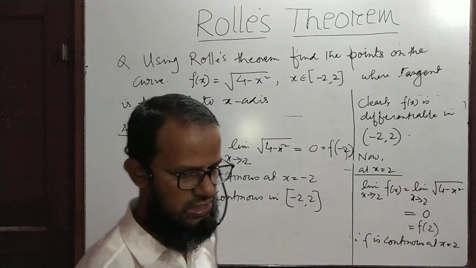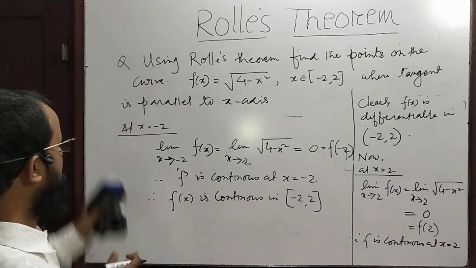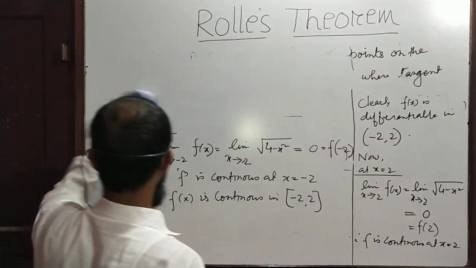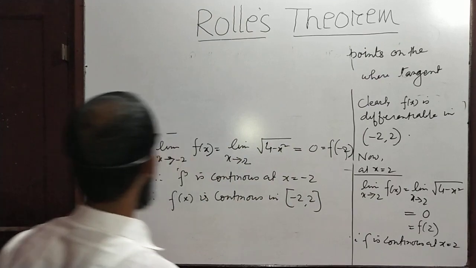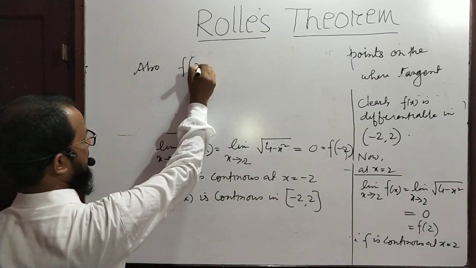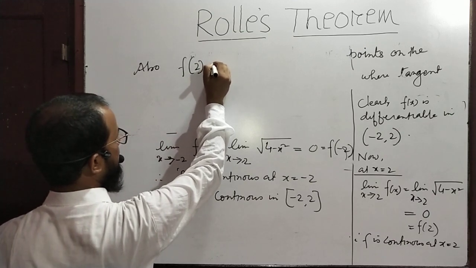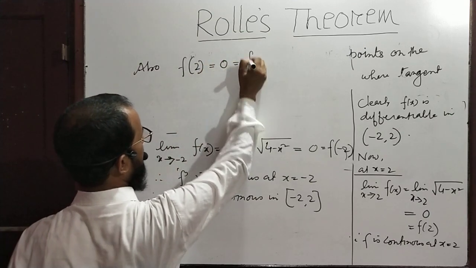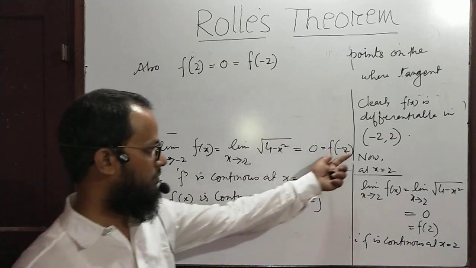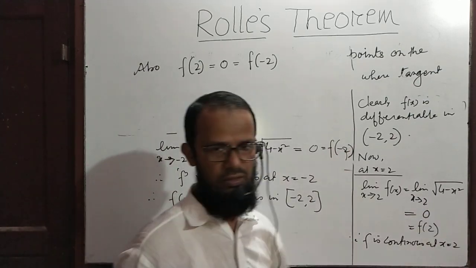Now what is the third condition? The third condition is that the functional values at the endpoints of the closed interval should be equal. It is obvious that f of 2 equals 0, which equals f of minus 2. We already showed f of minus 2 equals 0, and f of 2 equals 0.